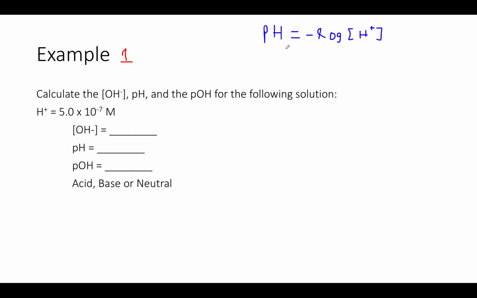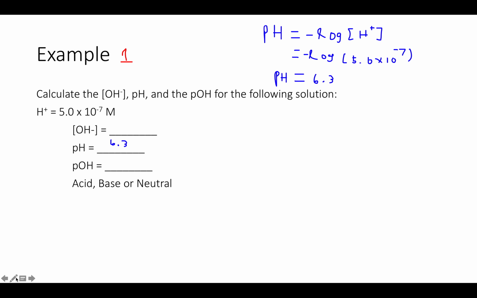So the pH of this solution would equal the negative log of 5.0 times 10 to the negative 7th molar. So the pH of this solution is 6.3. So that would go here. We've just calculated the pH, which is 6.3.